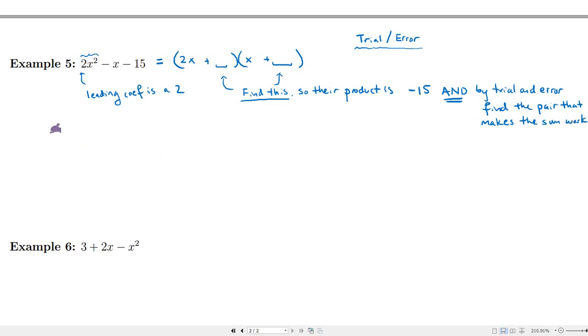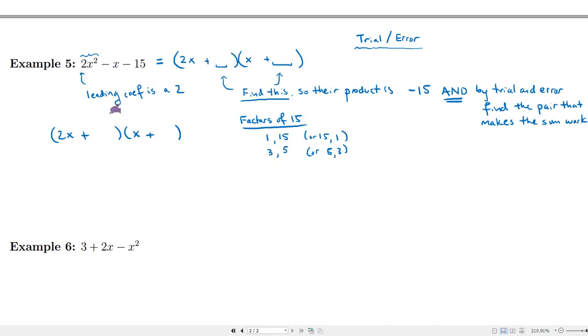Okay, so let's do some trial and error. So 2x plus something times x plus something, right? Now we need to make the product negative 15. So what are some possibilities? Factors of 15. Now, this is a negative, right? So in the end, we know one of them is going to be a negative and one of them is going to be a positive, and we have to figure that out. So factors of 15: 1 and 15, 1 times 15. What else do we have? Well, 3 and 5. Anything else? Well, we could reverse these orders as well. I could put the 5 here and the 3 there, or 15 there and a 1 there.